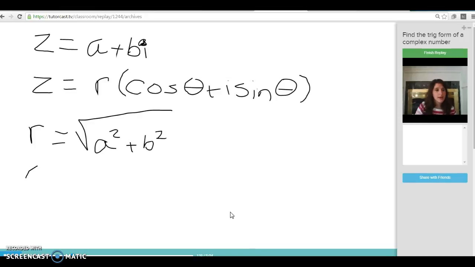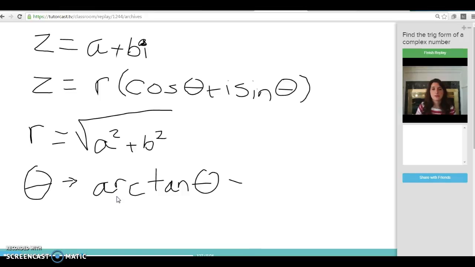And then to find our theta, the angle created by our complex number, we are going to use this formula right here. So the arctangent of theta is equal to b over a.